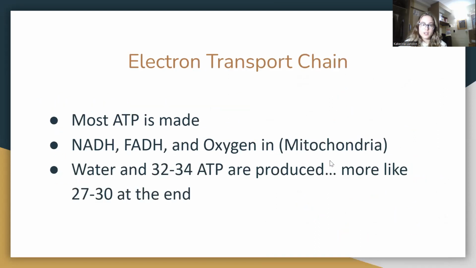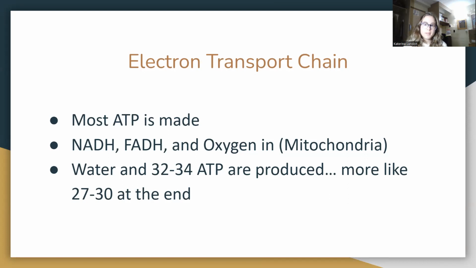Lastly is the electron transport chain. This is where the most ATP is made. Our inputs are NADH, FADH2, and then oxygen. And this again is all occurring in the mitochondria. Our output is going to be water and ATP, so H2O and ATP. At the end, for the electron transport chain, it's around 34 ATPs that were made in total throughout cellular respiration.